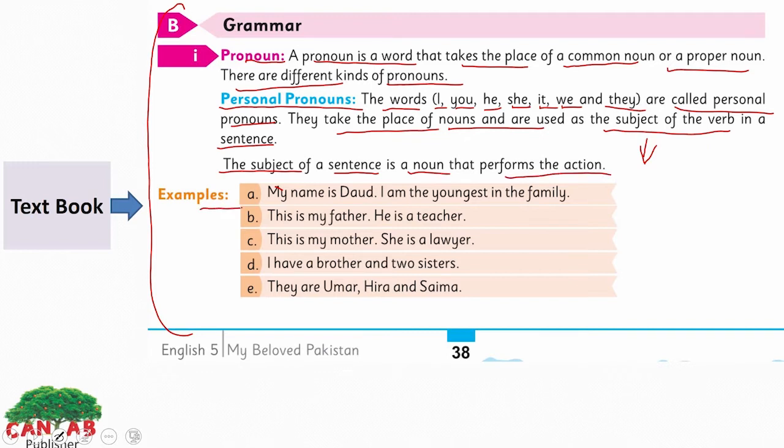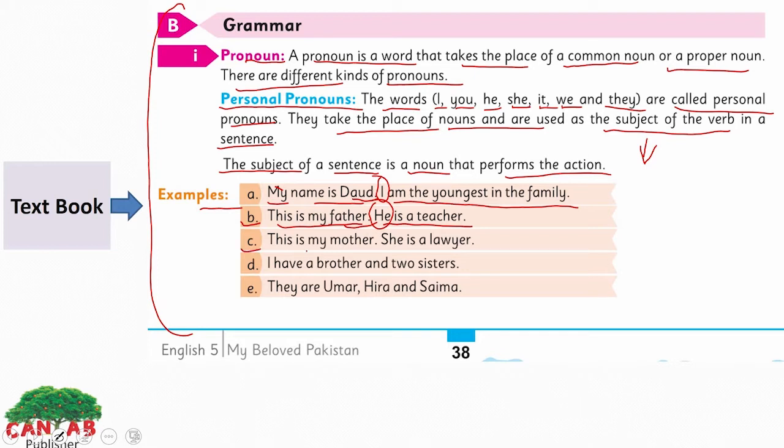For example, my name is Daud. I am the youngest in the family. Here, you can see I is a pronoun. Second example, this is my father. He is a teacher. He is a pronoun here. He replaces the father and I replaces Daud, the boy.